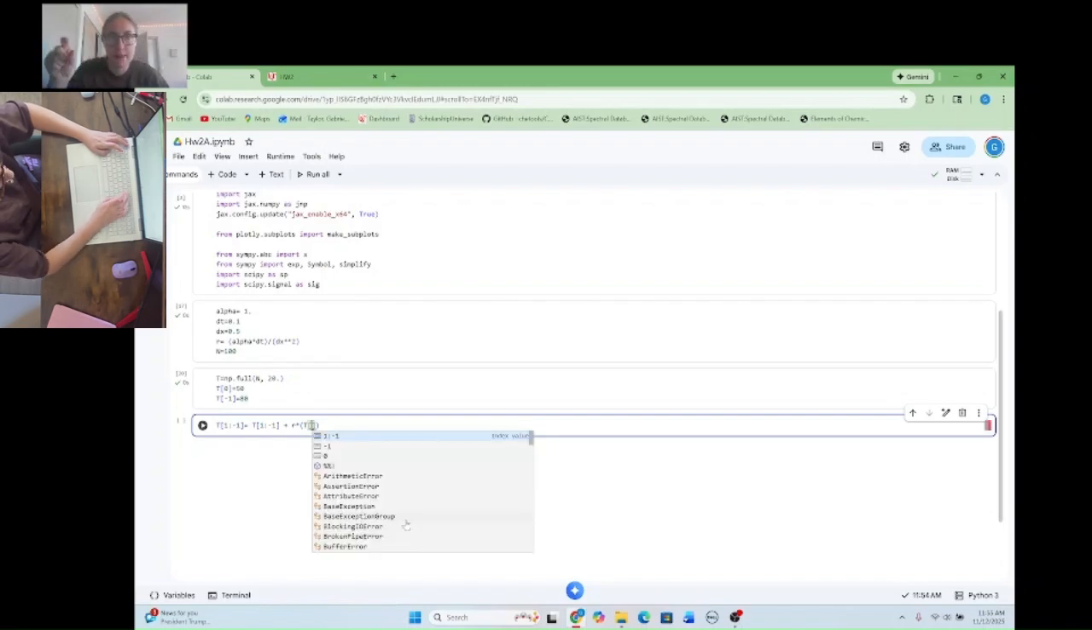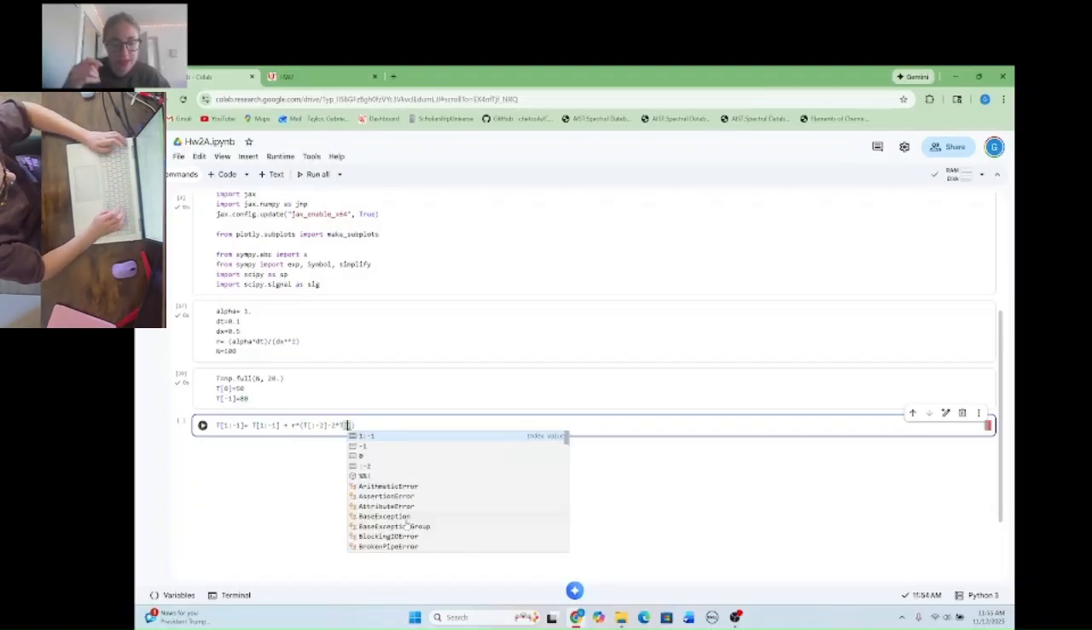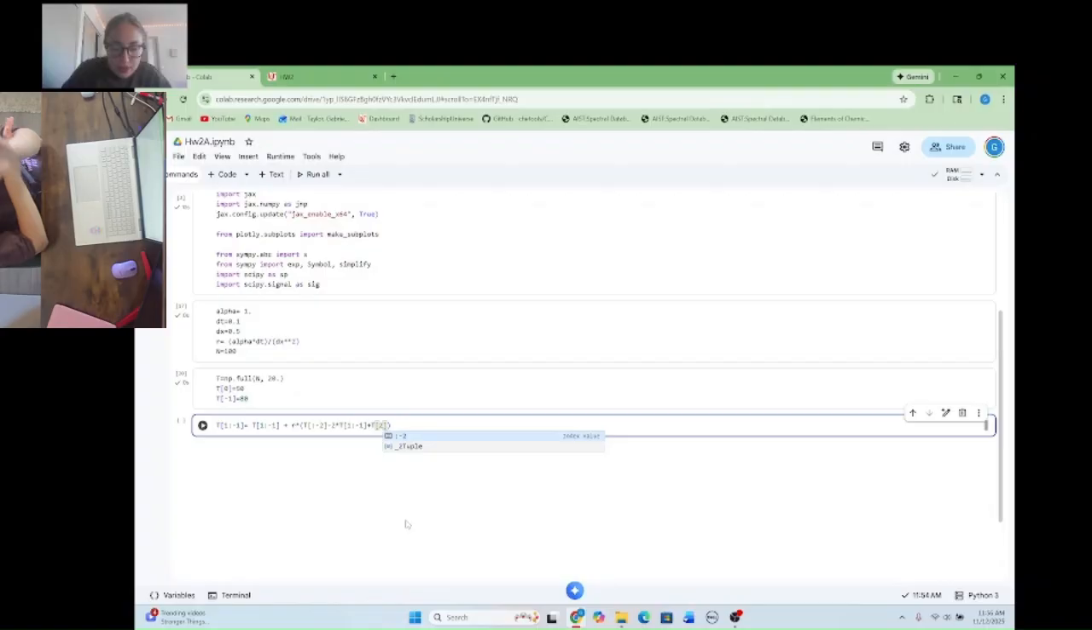This one is going to be t_{j+1}. So for t_{j+1}, we want to not account for the last two values, so minus 2 times t_j, so it's 1, -1. Plus, and then we have t_{j-1}. We don't want to account for the first two, so it's t, and then 2, like that. Okay, so now we have our equation.